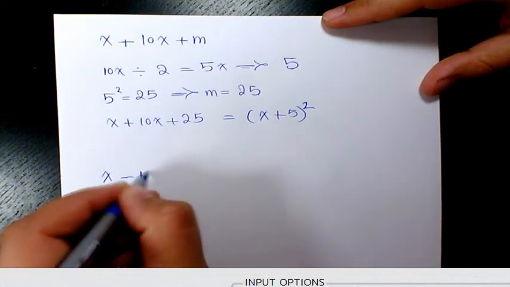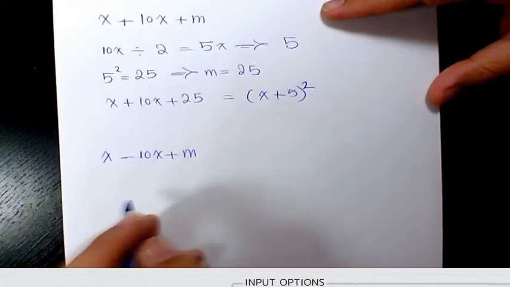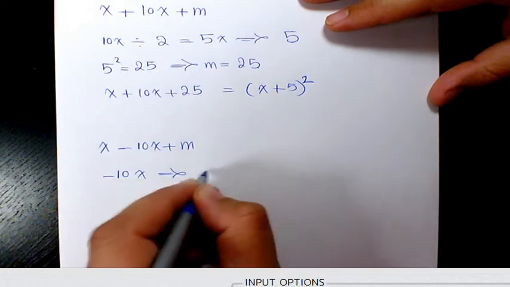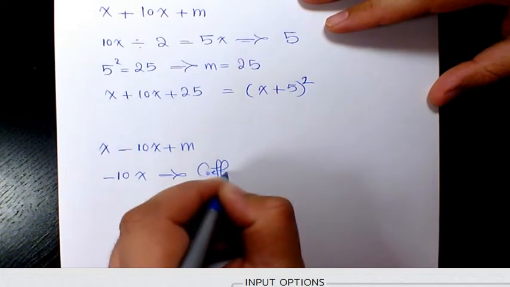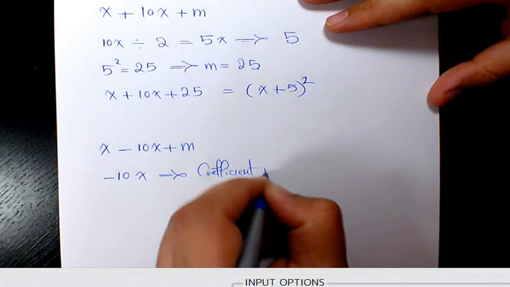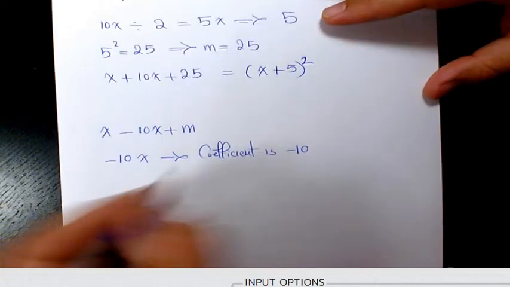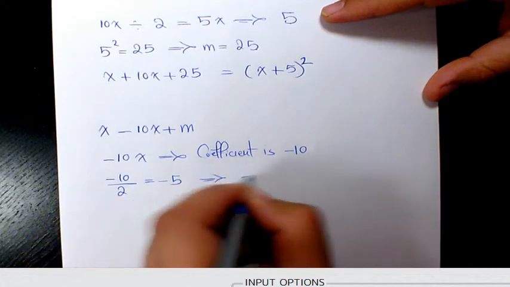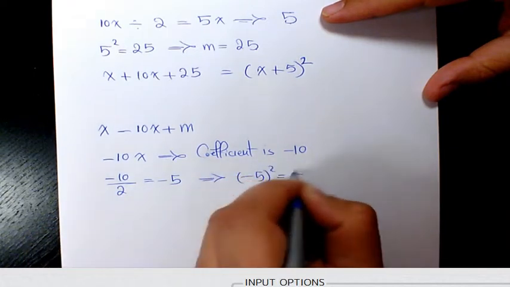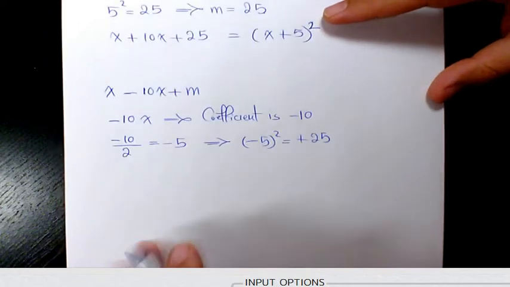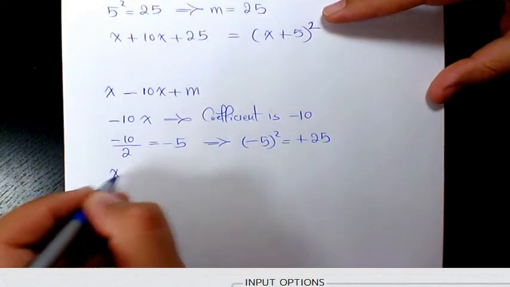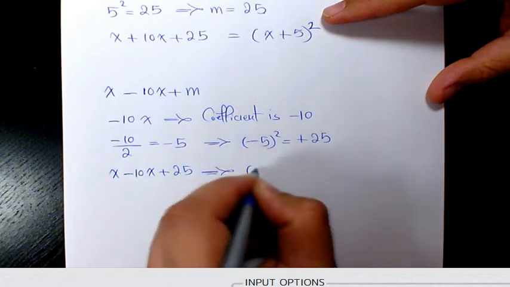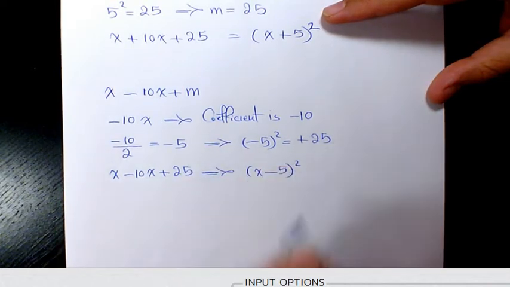x squared minus 10x plus m. What about here? We have negative 10x, the coefficient is negative 10. Negative 10 divided by 2 is going to be negative 5. Negative 5 squared is going to be positive 25. Then x squared minus 10x plus 25 is the same as (x minus 5) to the power of 2.